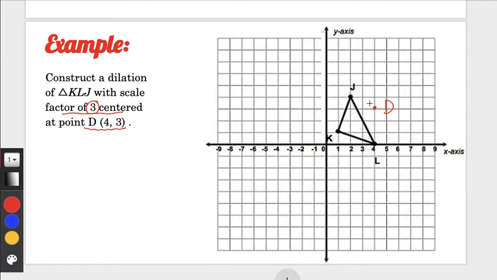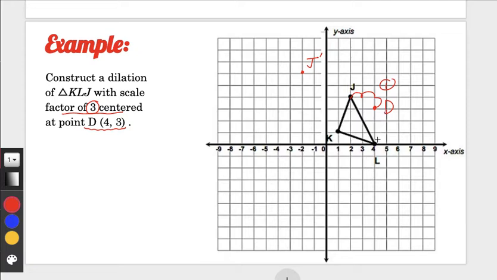From D to J, as you can see, I go up 1, left 2. I'm going to repeat it. So go up 1, left 2. This is how I move from D to J. So I'm going to keep moving this way. And this is our first time. Okay, this is the first time. So up 1, left 2. Second time, up 1, left 2. Third time. So this is our J prime.